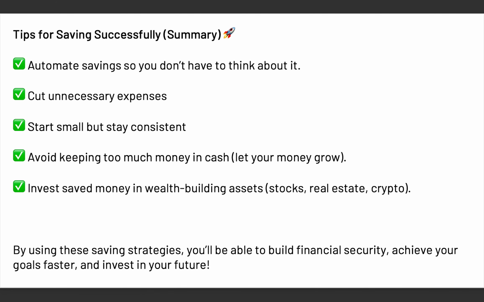So in summary, these are the tips for saving money successfully. Number 1, automate your savings so you don't have to think about it. Number 2, cut unnecessary expenses. Number 3, start small but stay consistent with your savings. Number 4, avoid keeping too much money in cash. Let your money grow. Save it in a high interest savings account. And number 5, invest saved money in wealth building assets like stocks, real estate, and crypto.